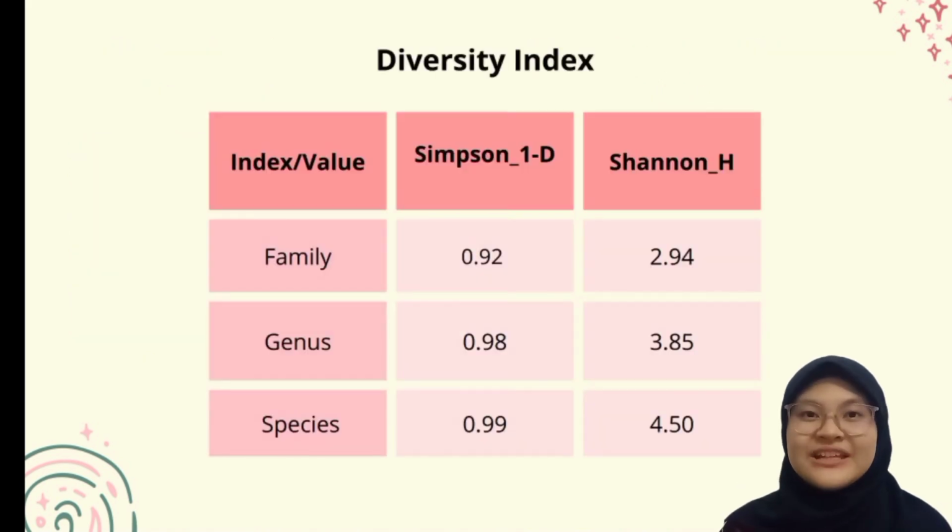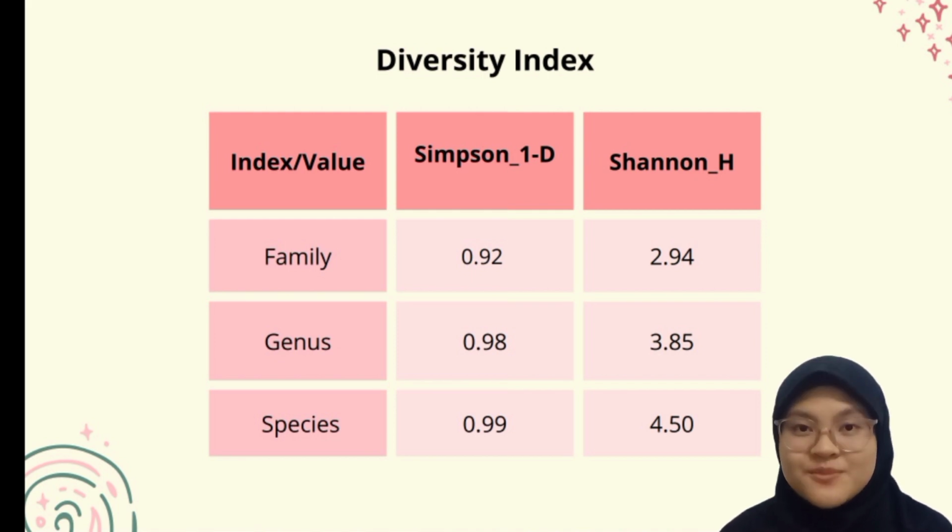Shannon Diversity Index values of 2.94, 3.85 and 4.5 were observed for 31 macrofungi families, 54 genera and 91 species respectively, whereas Simpson index values were 0.92, 0.98 and 0.99. Based on the values, it can be said that the Sri Gading Forest has a high diversity of fungal species. This was supported by Nolan and Callahan 2015, in which the greater the number, the greater the diversity of species.